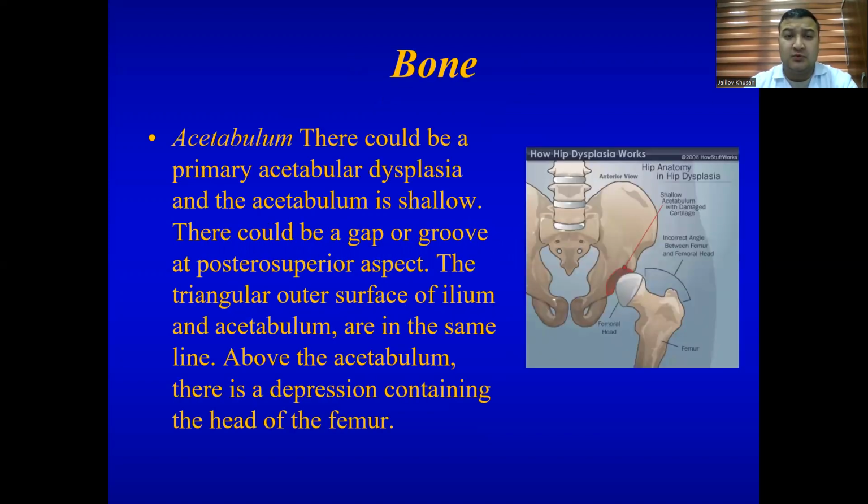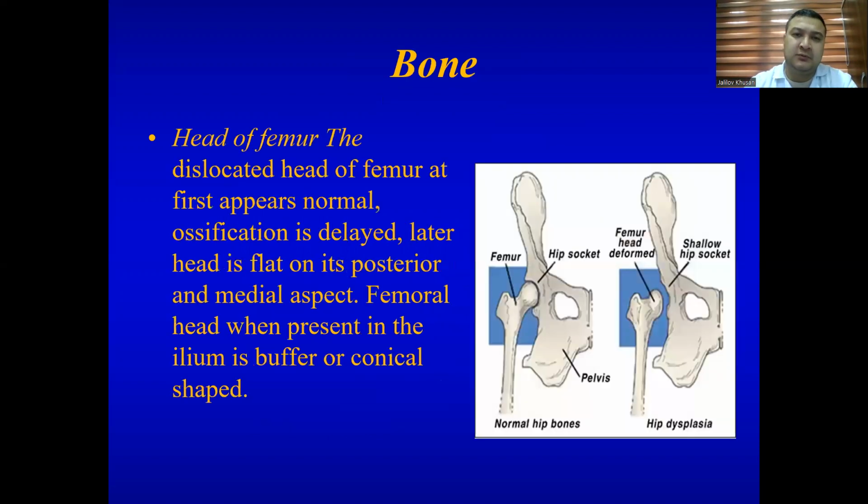Bone. Acetabulum: there could be a primary acetabular dysplasia and the acetabulum is shallow. There could be a gap or groove at the posterior superior aspect. The triangle of the surface of the ilium and acetabulum are in the same line. Above the acetabulum, the depression contains the head of the femur.